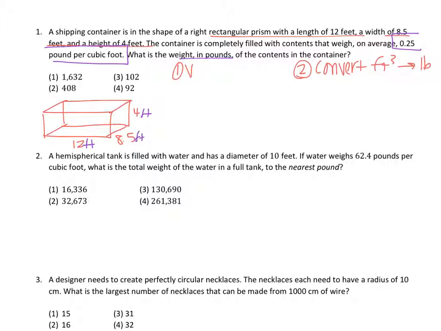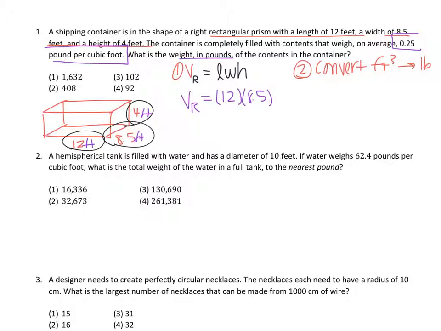Finding the volume of a rectangular prism is not on the reference sheet, but we have 3 dimensions, a length, a width, and a height, and we multiply all of them. This is a formula that you have to memorize for your exam, so please get that stuck in your head. We have 12 times 8.5 times 4.